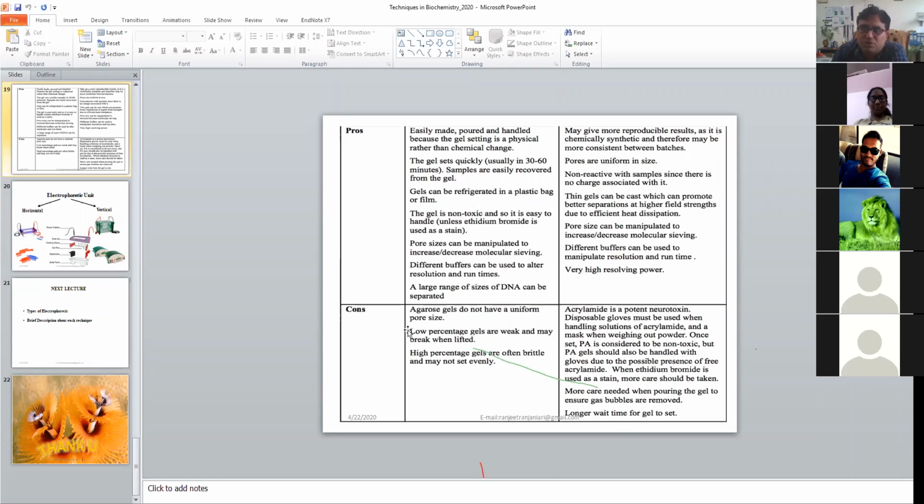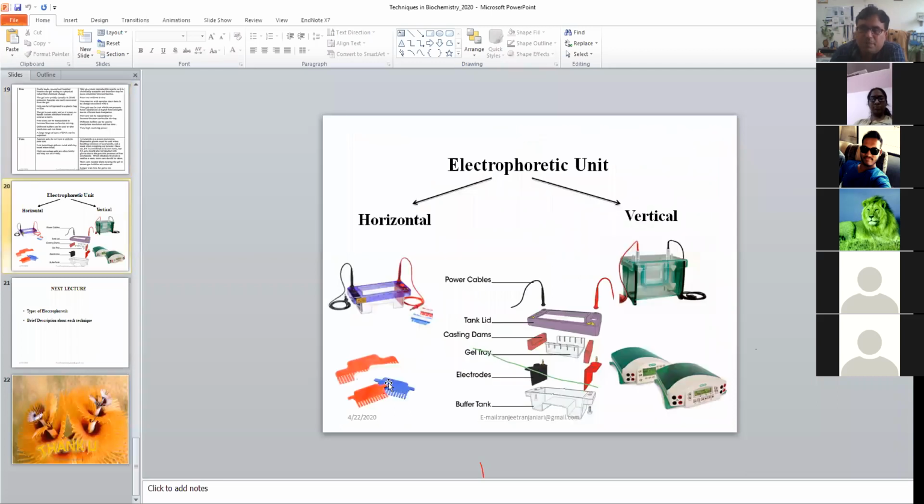So coming on to cons, agarose gel, as I told, doesn't have a uniform pore size, and the gel most of the time is very weak in case of agarose, whereas very intact and cohesive in case of phase gel. And there are other minor differences also. When I share the slide, you can easily go through them.